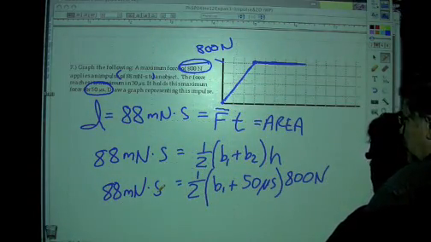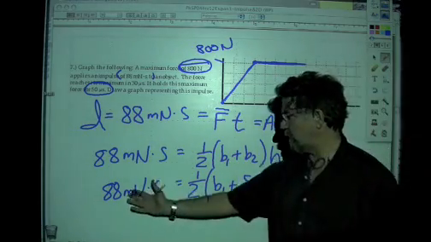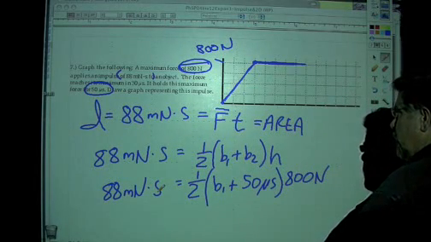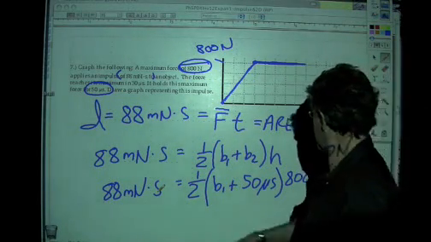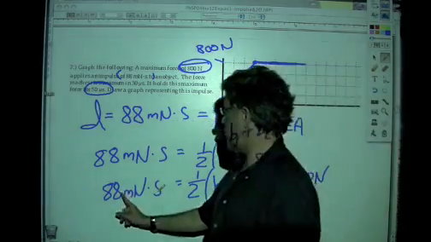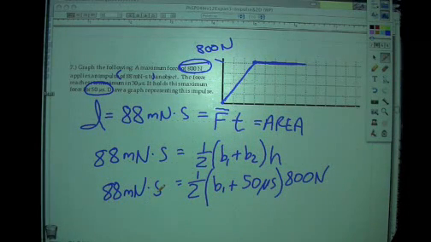Well, all I've got to do now is solve this one equation, one unknown. I just have to make sure my units are all the same. So let's convert this into either millinewtons or newtons. I don't think it much matters.